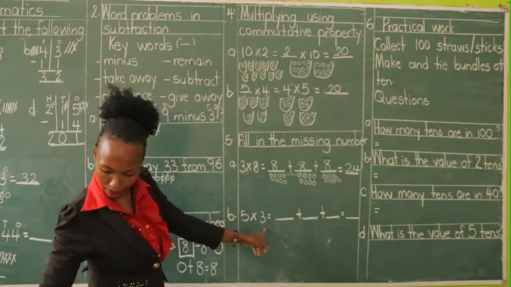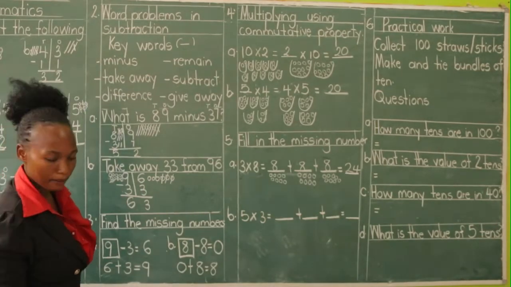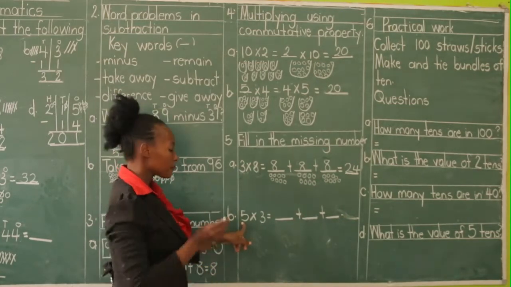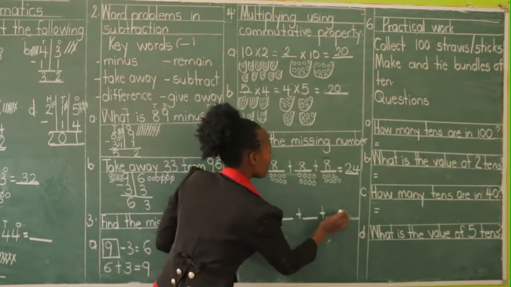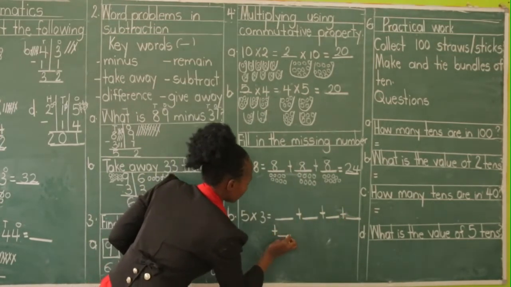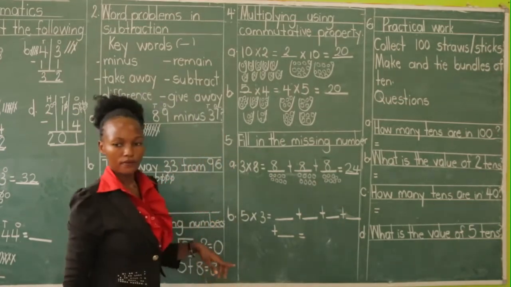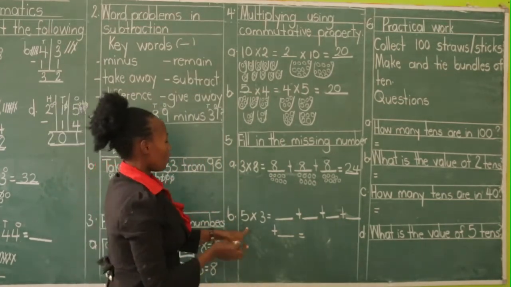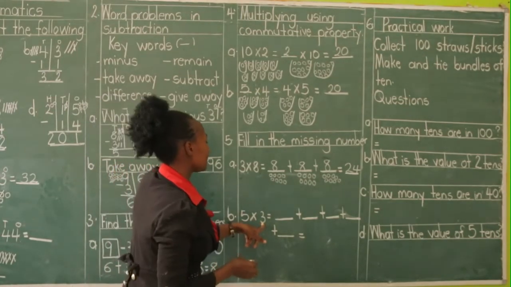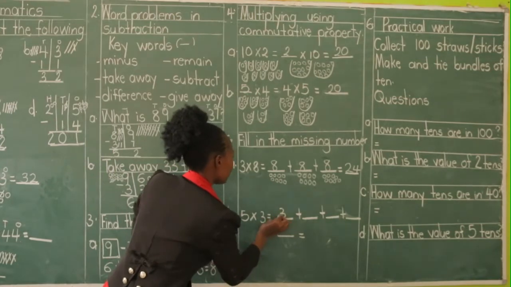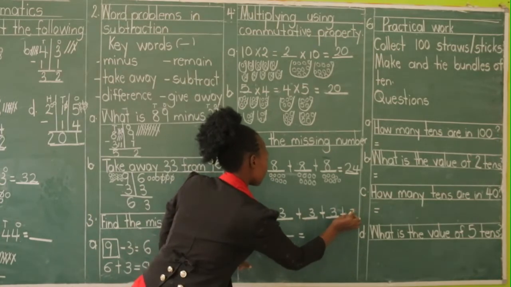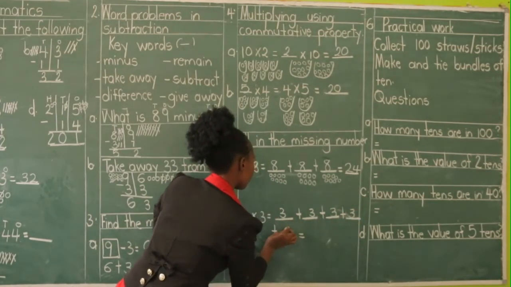Then the next one here, they've given us 5 times 3. The first number is for the groups: 1, 2, 3, 4, 5 equals dash. 5 groups of this number 3. It means that we are going to put 3 on these dashes: 3 plus 3 plus 3 plus 3 plus 3.